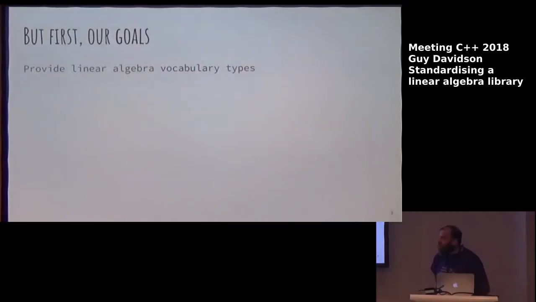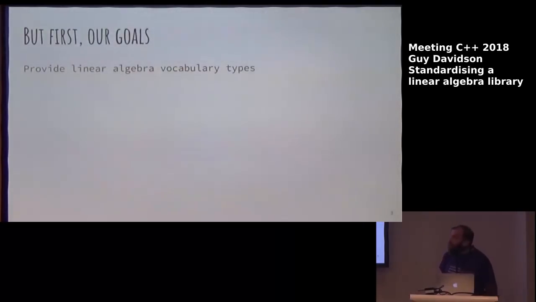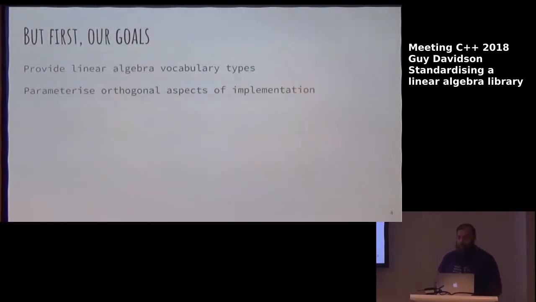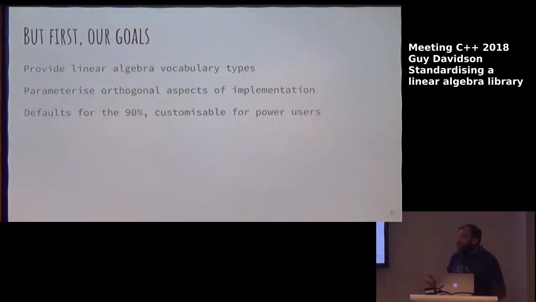First of all, I want to talk about our goals. So I'm co-authoring this presentation with Bob Steagall, who is an excellent man to be having on board. So what we want to do is to provide linear algebra vocabulary types that mimic those found in textbooks, applicable to a wide variety of problem domains like graphics, games, which is my domain, image and signal processing, large simulations, that sort of thing. We want to use templates to parameterize the orthogonal aspects of representation. And of course we want default templates for most people.